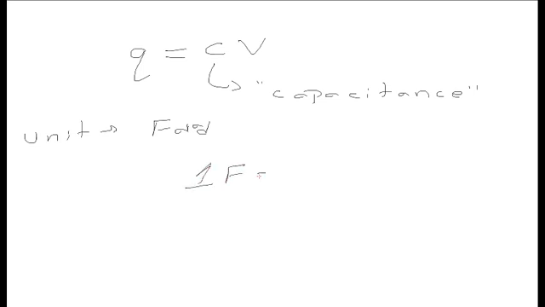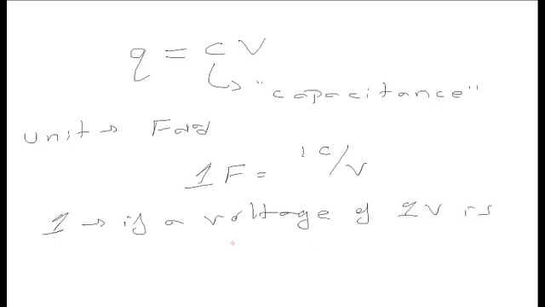1 farad is equal to 1 coulomb per volt. What this means is that a capacitor with capacitance 1, if a voltage of 1 volt is given across the plates, a charge of 1 coulomb accumulates.